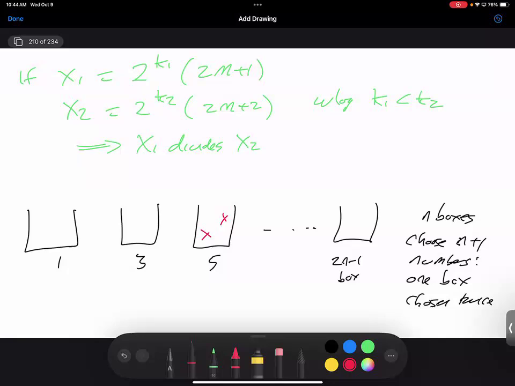So here, it was not clear what to choose for the box. The pigeon is obvious. I've got n plus 1 numbers. Those are my pigeons.